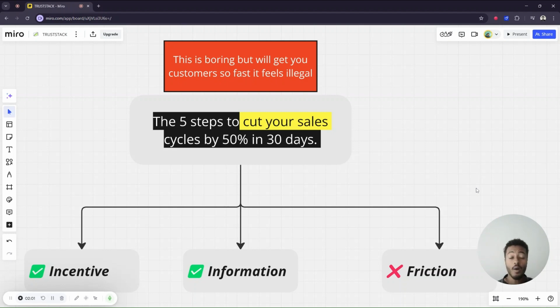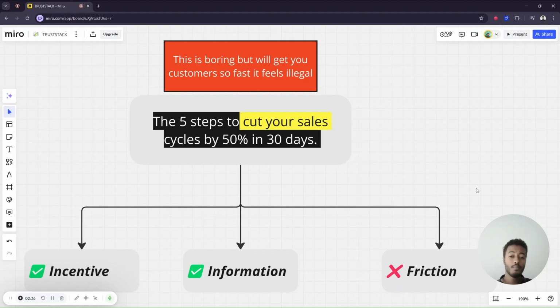Information is the second one. That one is very important as well because some people, even if you push them, even if you incentivize them, will not take action because they don't have the right information in their heads right now. So you see there's a very particular connection between incentive and information. Incentive without information will not guarantee action, and information without incentive will not guarantee action either. So you've already understood the main concepts for cutting sales cycles.